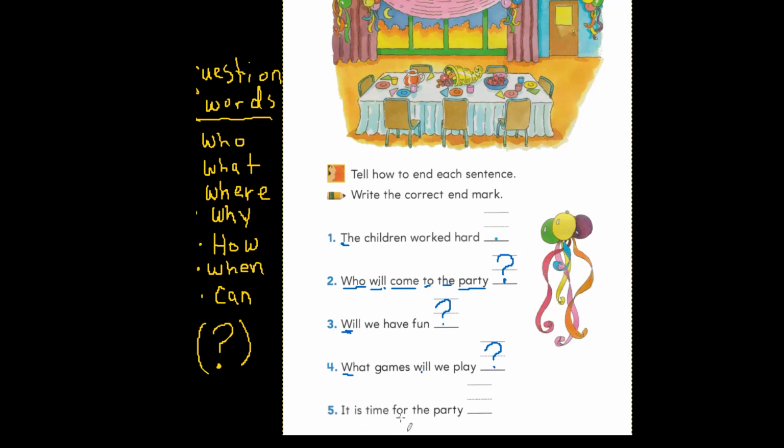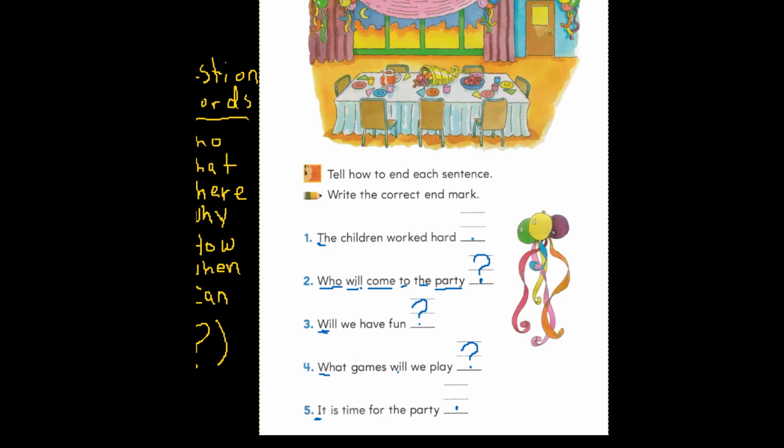And it is time for the party. Now, let's see. It doesn't seem to be here in our question words, and it doesn't have will anywhere in here. But it does start with an uppercase I. So this is a statement. So we're going to put a period. It is time for the party. See, we could say, what time is the party? Or when is the party? Well, it is time for the party, right? That's our statement. So, very good.